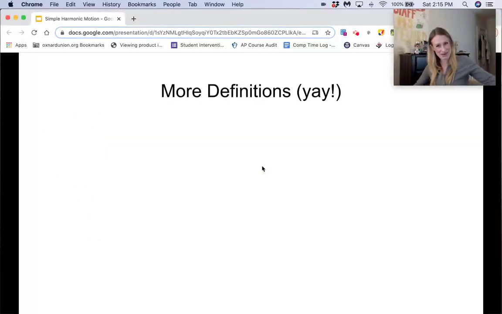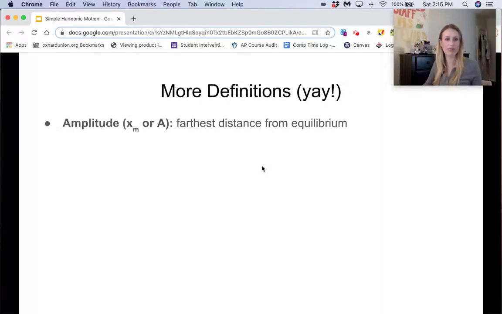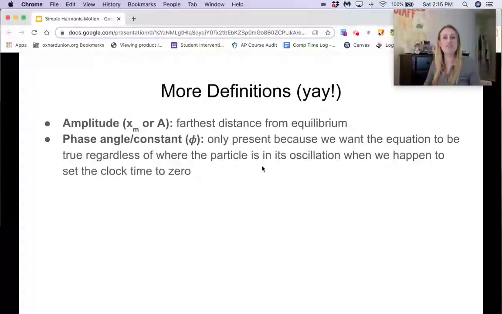So let's talk about some more definitions. I already mentioned a lot of these and you have heard them before, so this shouldn't be as new as some of the other ones might have been. Amplitude was, remember, x sub m or capital A. This is the farthest distance from equilibrium. That phase angle or phase constant, like I said, is only present because we want the equation to be true regardless of where the particle is in its oscillation when we happen to set the clock time to 0.